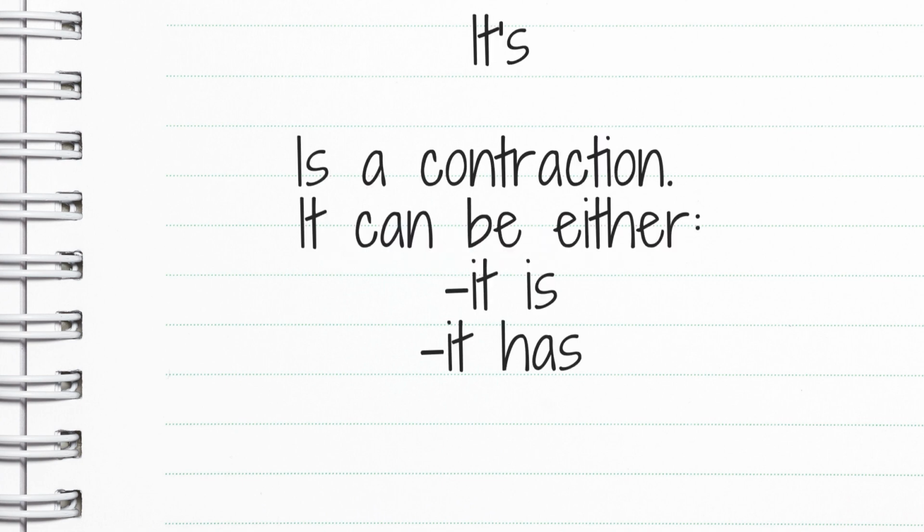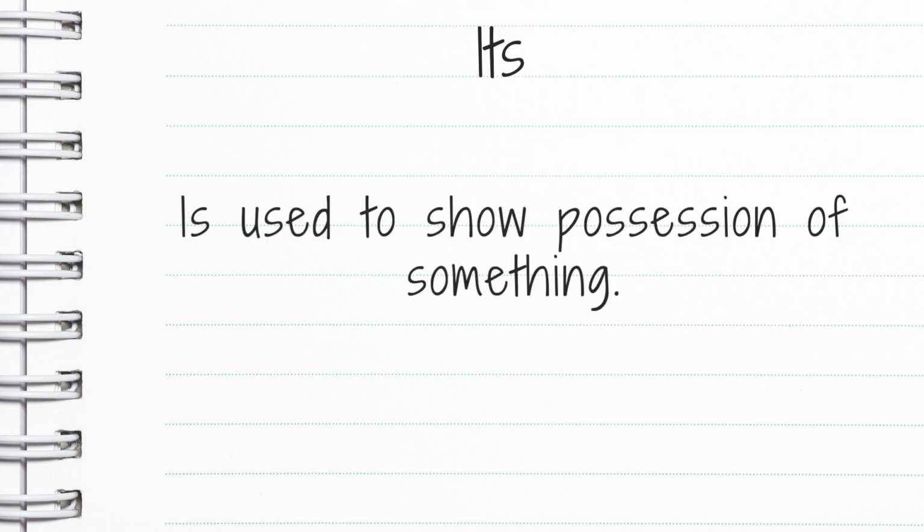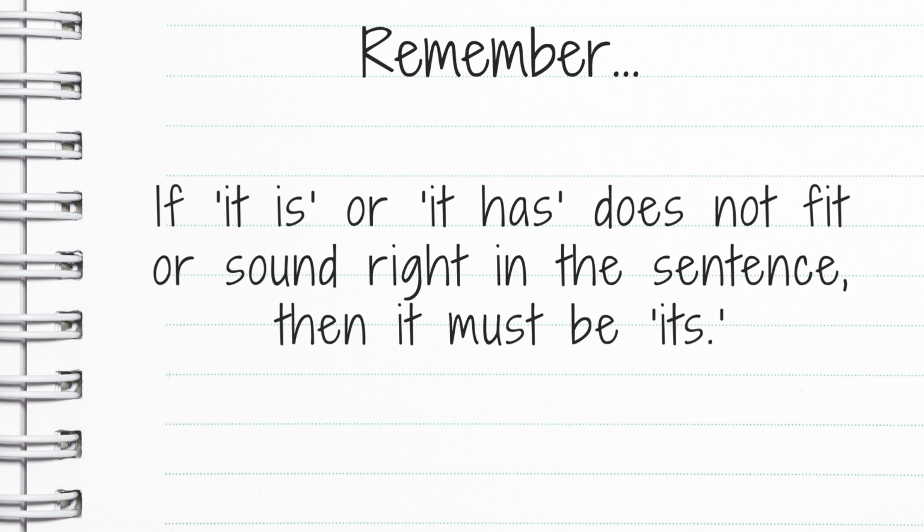So summary, it's, I-T apostrophe S, is a contraction of either "it is" or "it has." Okay, and remember, if it doesn't make sense in a sentence, saying it in the way of "it is" or "it has," then it must be the other its, this one, I-T-S, which is used to show possession of something. And like I just said, let's solidify this knowledge. If "it is" or "it has" does not fit or sound right in the sentence, then it must be its, the possessive, without the apostrophe.